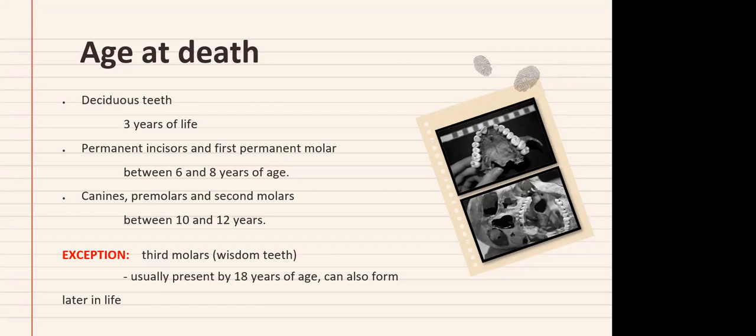But there is an exception. The third molars, or the wisdom teeth, although they are usually present by the age of 18, they can also form later in life. So if these teeth are in their early stages of development, that person was likely to be under 18 years of age. So on the other hand, if the third molars are fully formed, that person is likely to be older than 18 years. So next slide po.